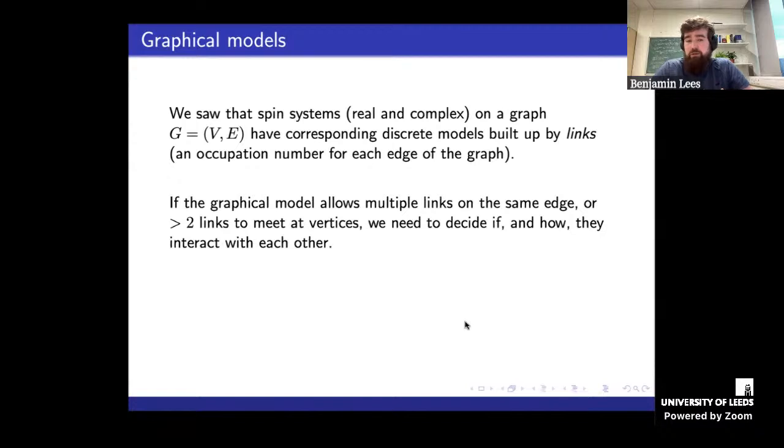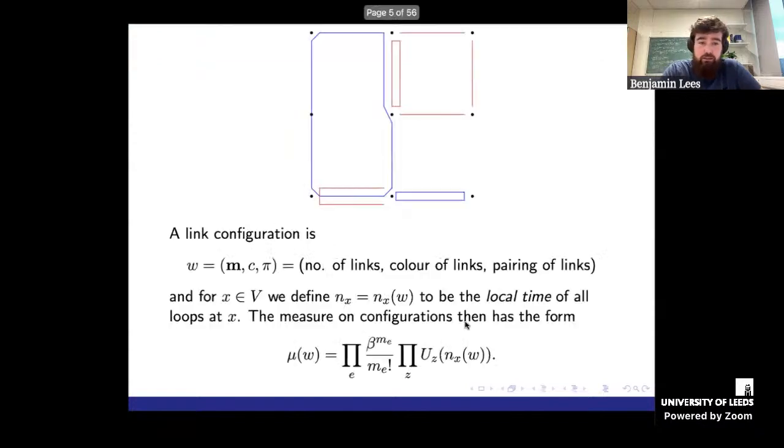But a lot of the time what we saw actually was hardcore repulsion, so that is an interaction. But if we allow, say, more than one link on the same edge, or if we allow multiple paths or loops to meet at vertices, we need to decide what interaction they will have there. So this could just be something simple like a 1 over n factorial, where n is the number of times a path goes through the vertex, or something that discourages having too much activity at one vertex, or it could be something else.